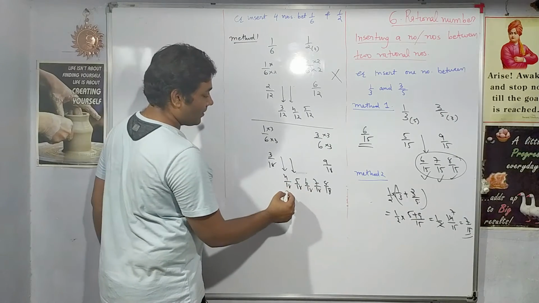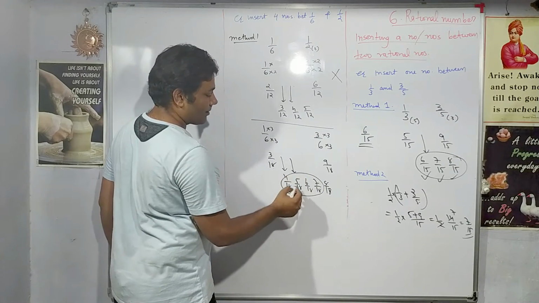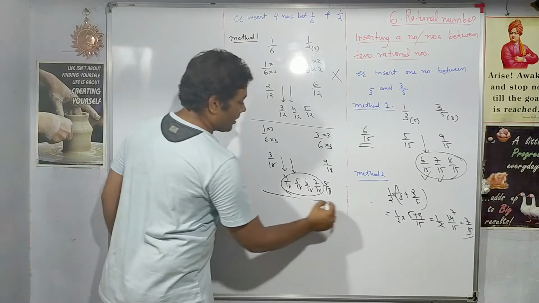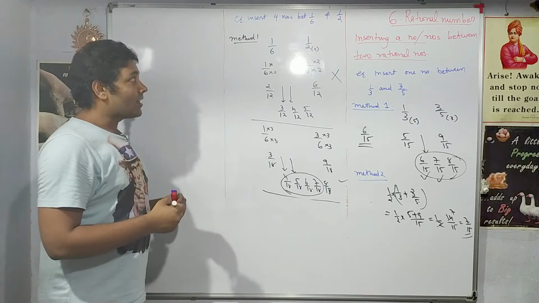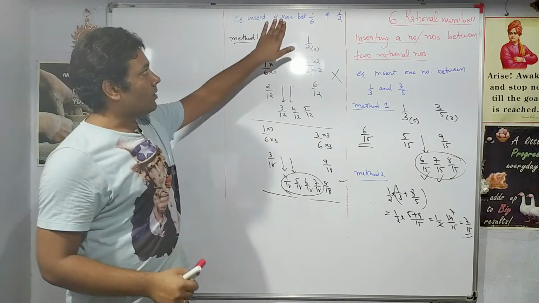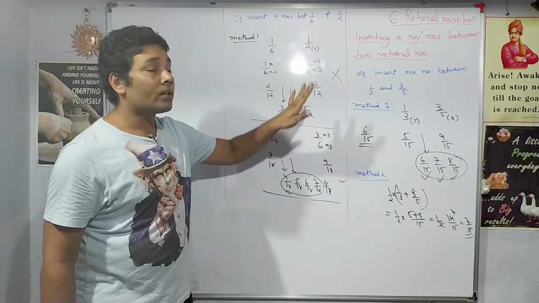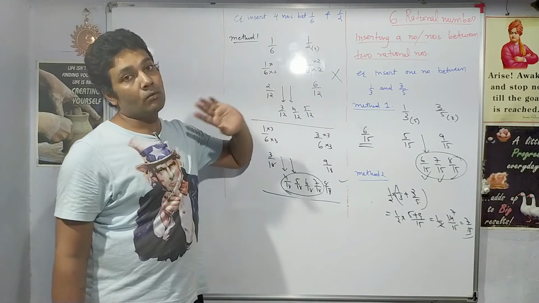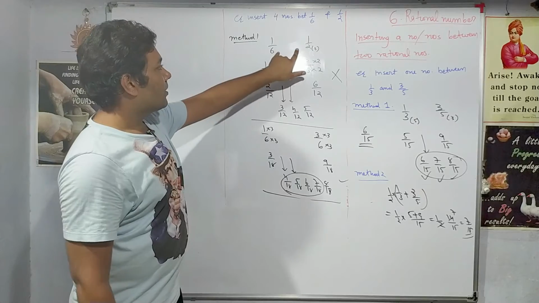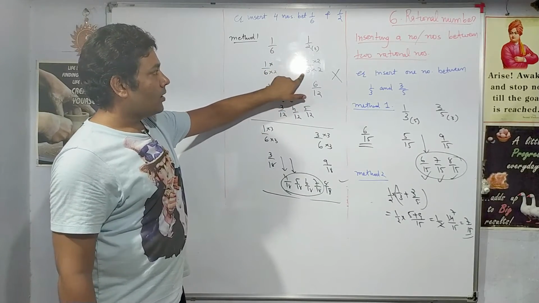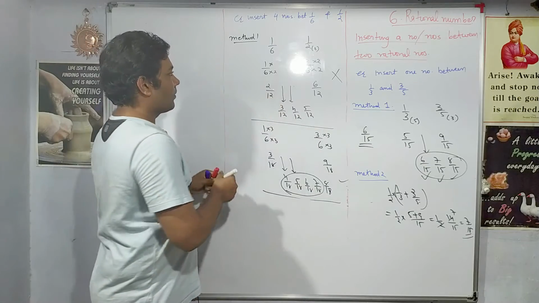So you can select any 4 numbers, any 4 numbers you can select. So this thing works. So what is the logic here? Whatever any numbers, 4, 40, 400 numbers you can insert between the two numbers. First step is take the LCM, right?